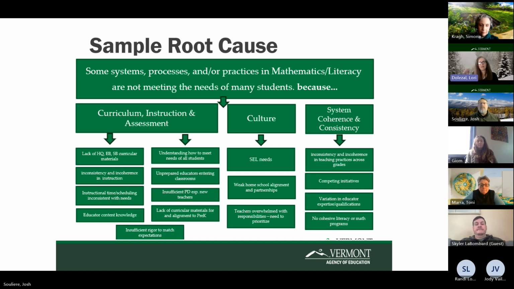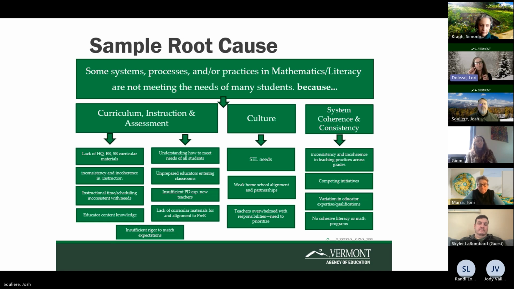So in this case, the problem of practice or the challenge is that some systems, processes, and/or practices in math and literacy are not meeting the needs of many students. And a good way to make sure you're framing the root cause in the right way is that you can answer "because" with all of the scales of the fish, I guess. So that's happening because of these reasons.